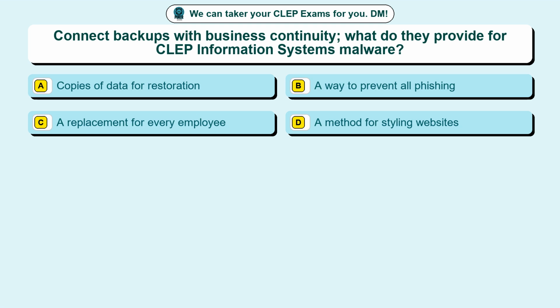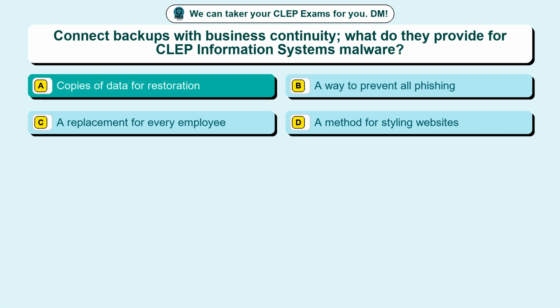Question 50. Connect backups with business continuity. What do they provide for CLEP Information Systems malware? Option A. Copies of data for restoration. Option B. A way to prevent all phishing. Option C. A replacement for every employee. Option D. A method for styling websites.